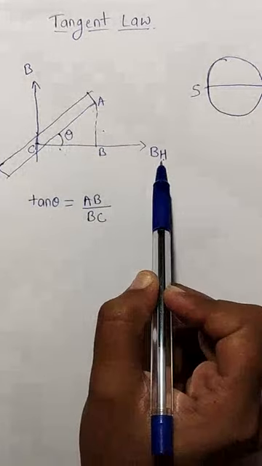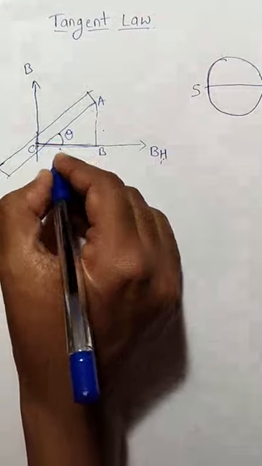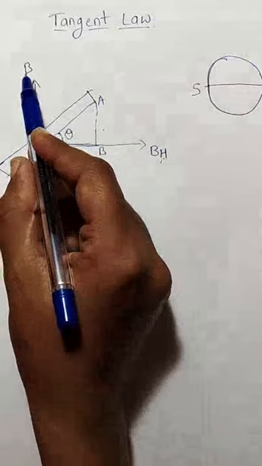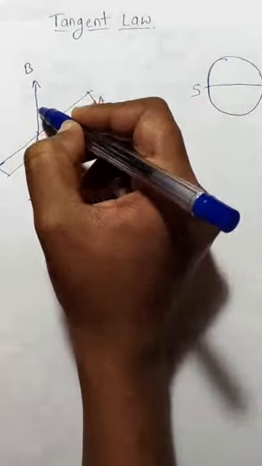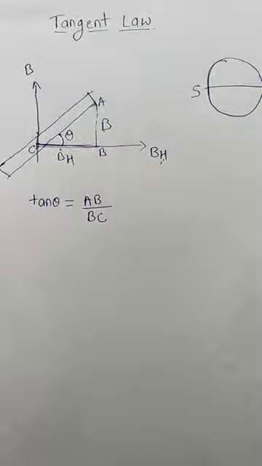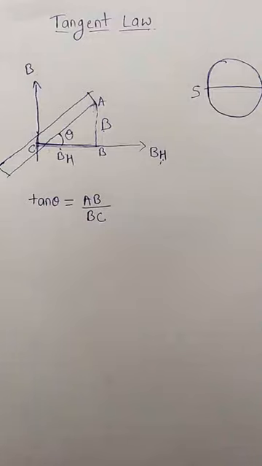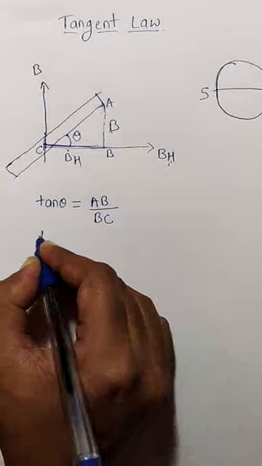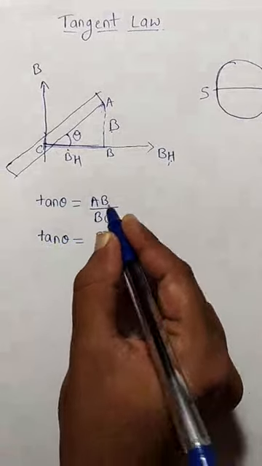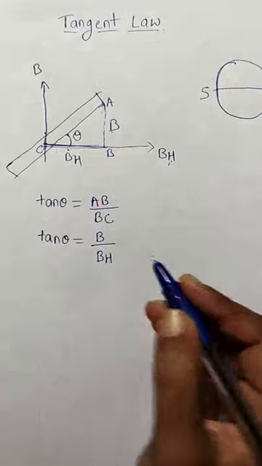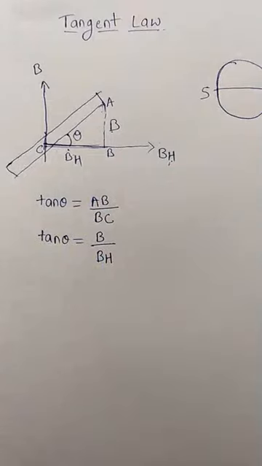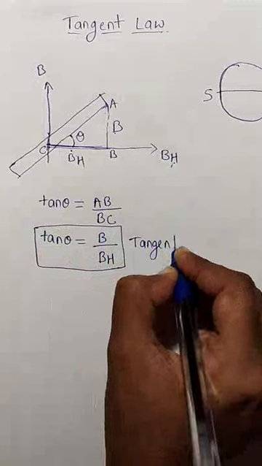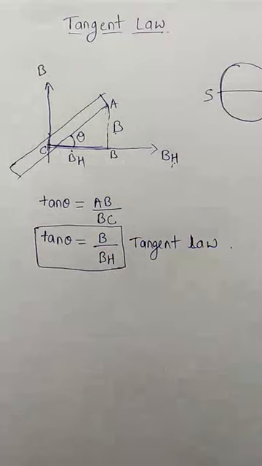As BH is along the x-axis, the BC value is equal to BH, because along the horizontal direction BH is acting. And the AB value is along the y-axis, so AB is nothing but B. So BC value is BH and AB value is B. Substituting these two values, we get tan theta equals B divided by BH, and this is called the tangent law.